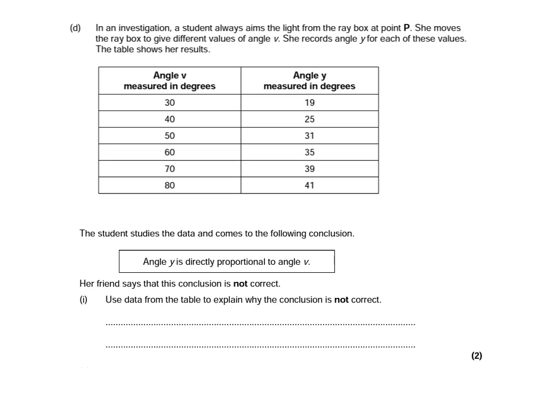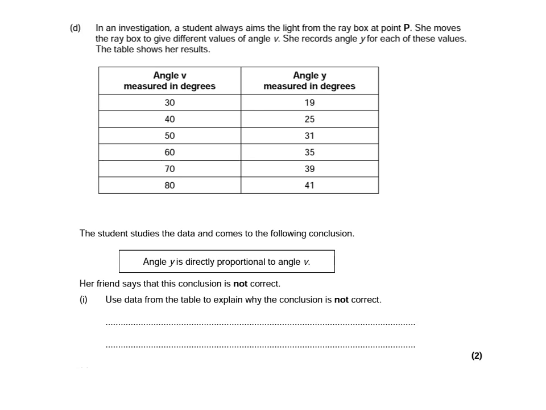In this part of the question, you're given some data from the practical, which is angle V measured in degrees and angle Y measured in degrees. So the student studies the data and comes to the following conclusion. Angle Y is directly proportional to angle V. Her friend says that this conclusion is not correct, and you're asked to use data from the table to explain why the conclusion is not correct.